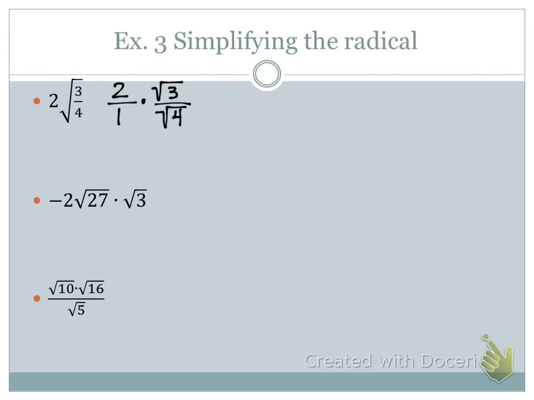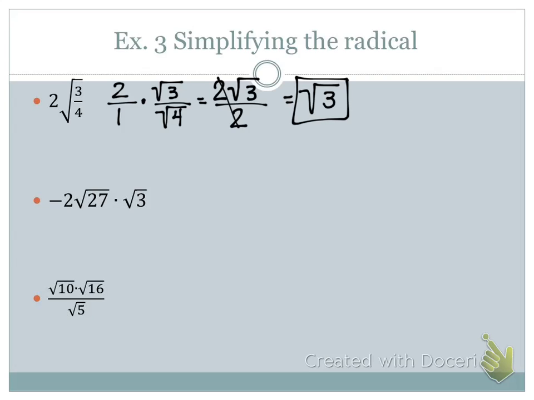Can I simplify the square root of 3 at all? No, I cannot. So what I do is I have to multiply. Now, I cannot multiply 2 times 3 and get the square root of 6 because 2 does not have a square root sign. So what I do is I put that 2 on the outside times the square root of 3. That's how it's read and that's how it's written. What's the square root of 4? 2. So 1 times 2 is 2. What can I do with 2 over 2 here? Cancel it out. And I get the square root of 3. That would be my final answer.